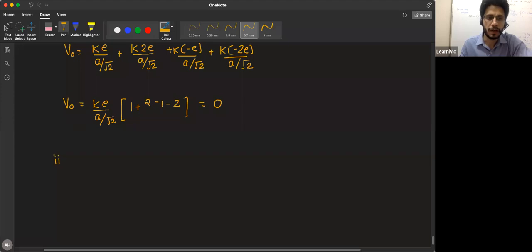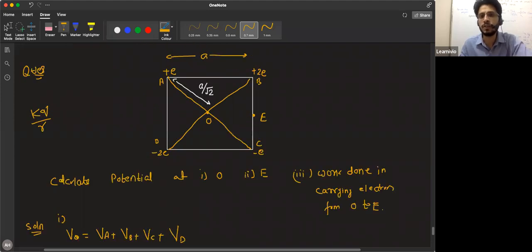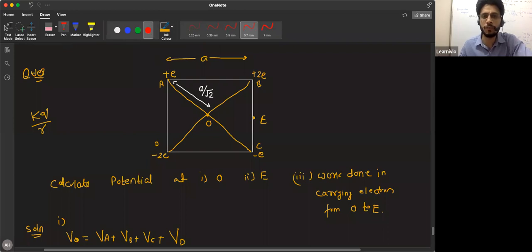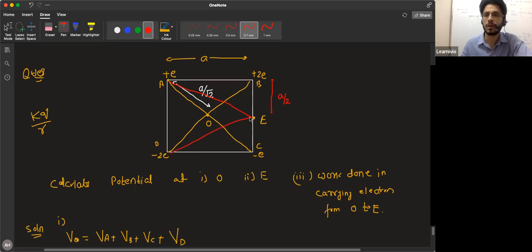For the second part, I need potential at E. To calculate potential at E, we will calculate potential due to each of the individual charges. First, we calculate potential due to the charge at A, then due to the charge at B, then due to C and D. This separation is given as A by 2. So potential at E will have contributions from each of the 4 charges: E, 2E, minus E and minus 2E.